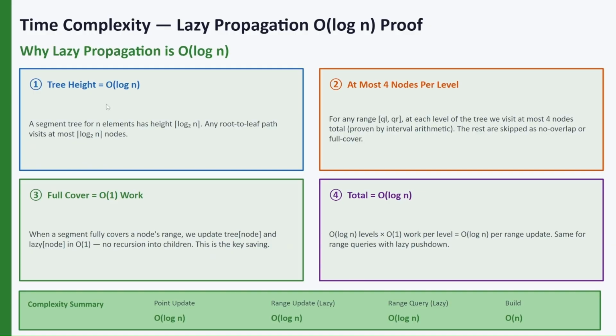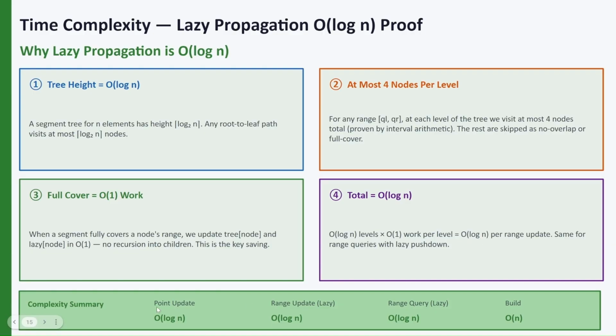There are 4 reasons why. The tree height is log n, so any path is bounded. And at each level, we visit at most 4 nodes for any query range. The rest are either no overlap, meaning skips, or full cover, meaning stops. The full cover is order of 1 work. If we multiply it out, order of log n levels times order of 1 per level gives us order of log n for both range updates and range queries.